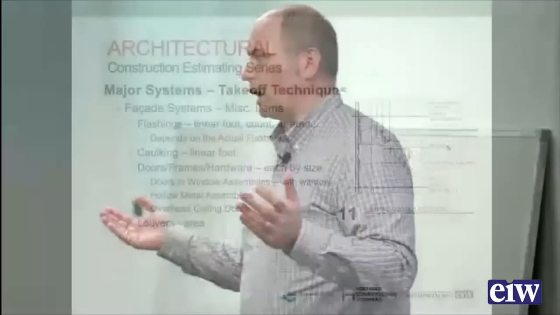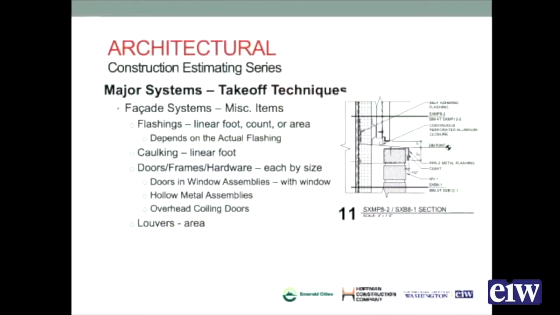Is it a sill flashing? That's a lineal footage. Is it a counter flashing on the back of a parapet wall that may be 2 feet tall? Well, there you want to look at it as a square footage, because you've got an area that you need to account for. Other items are caulking. When we look at caulking, it's the type of caulking and lineal footages. And then the doors, frames, and hardware on the exterior.